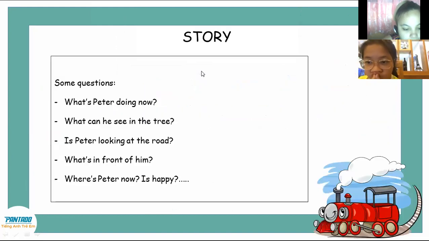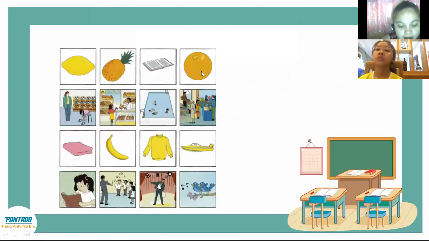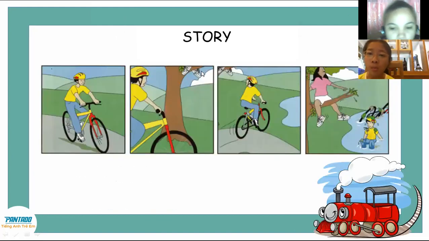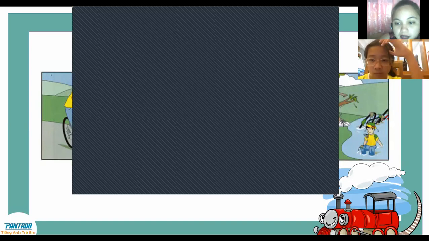So next one. Where is Peter now? On the fourth picture, where do you think Peter is now? Sad. Where? In the pool. Okay, so Peter is in the pool or in the, maybe, what do we call that? That's not a pool and it's not a lake. Okay, well, anyway, we can say that Peter is in the water.